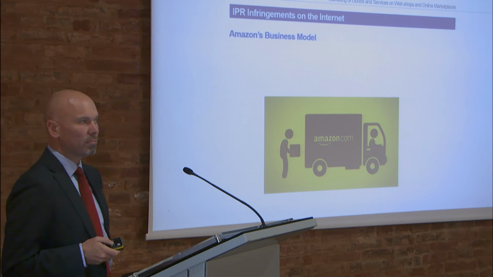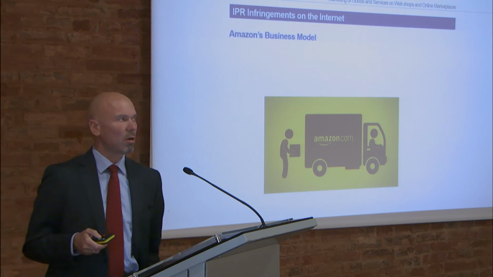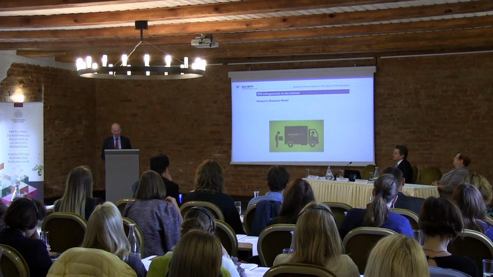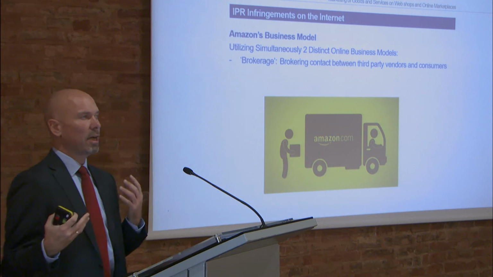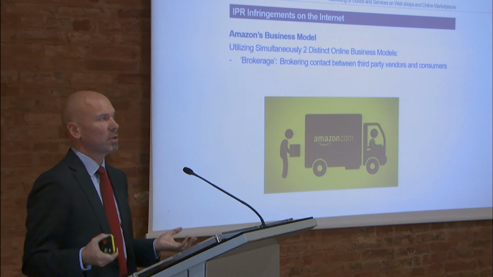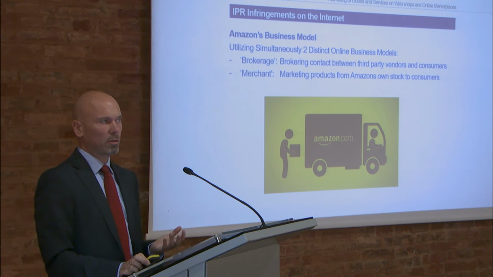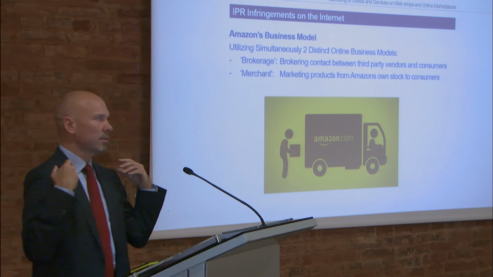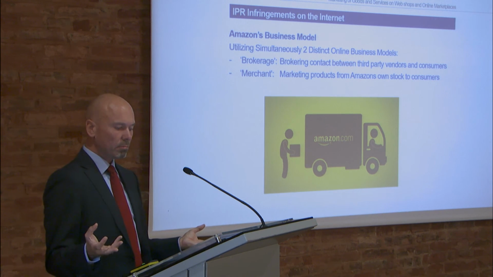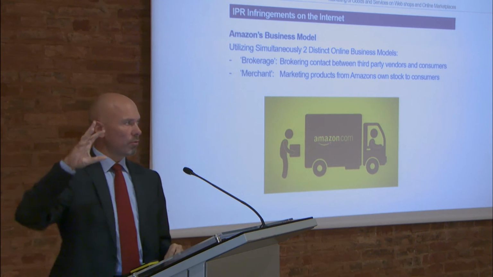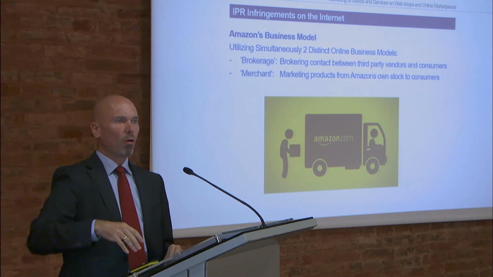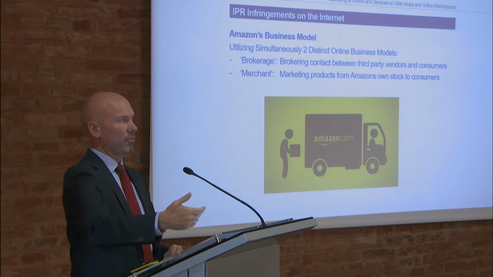We all know Amazon. They are the world's largest online retailer. Now, Amazon's business model is basically combining two distinct online business models themselves. They are brokerage. They are brokering contact between third-party vendors and consumers. But at the same time, they're also a merchant. They have their own stock, and they're selling directly to customers as well. And very often, when searching for a product, there will be options both connecting to third-party vendors, but also the option of buying directly from Amazon company.